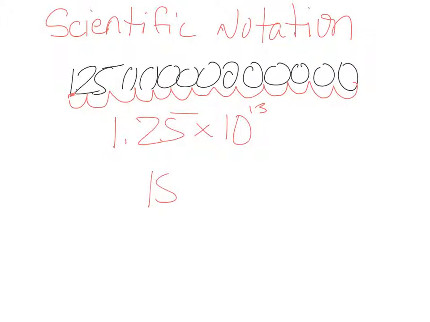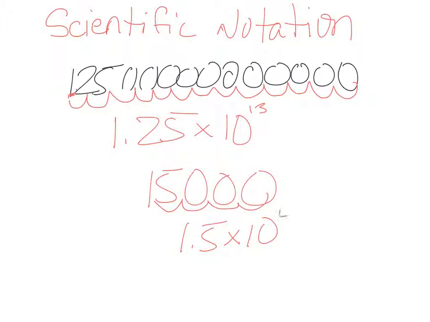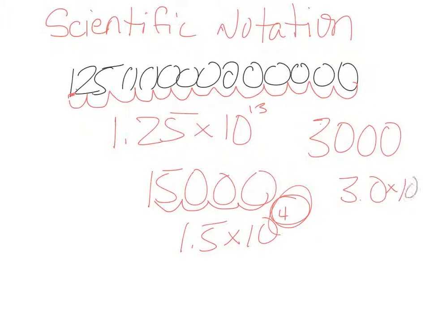I could take the number 15,000 and rewrite it as 1.5 times 10 to the 1, 2, 3, 4, fourth. Okay, so if you're showing a really big number, you're going to have a positive number here. So if I had even a number like 3,000, it could be written as 3.0 times 10 to the third. So again, these two numbers are equal to each other.